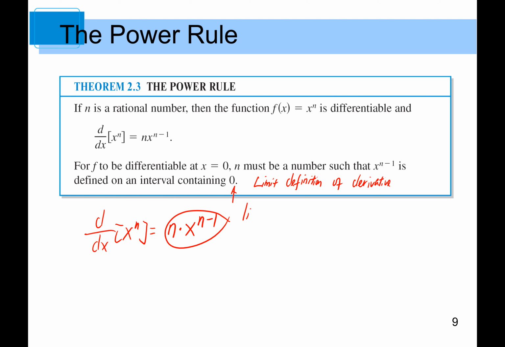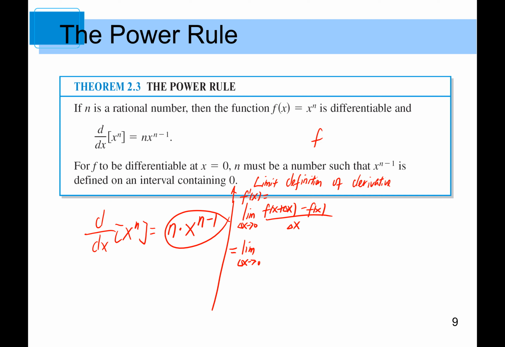So I have a limit as delta x approaches 0. So f prime of x equals the limit as delta x approaches 0 of f of x plus delta x minus f of x over delta x. First of all, we're going to see what that is.